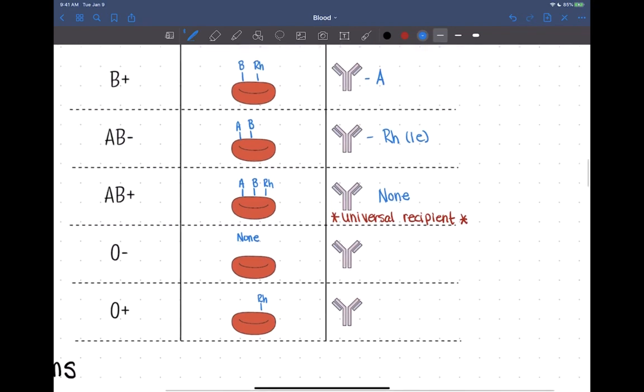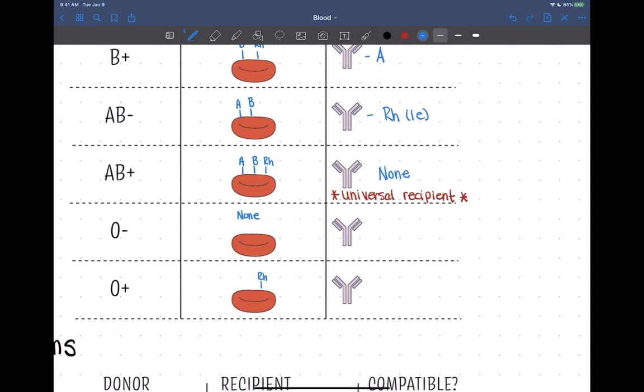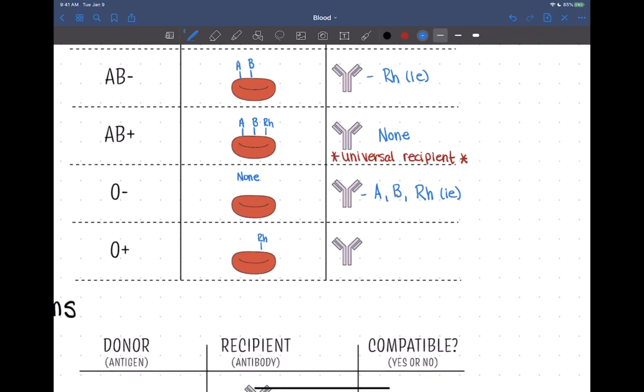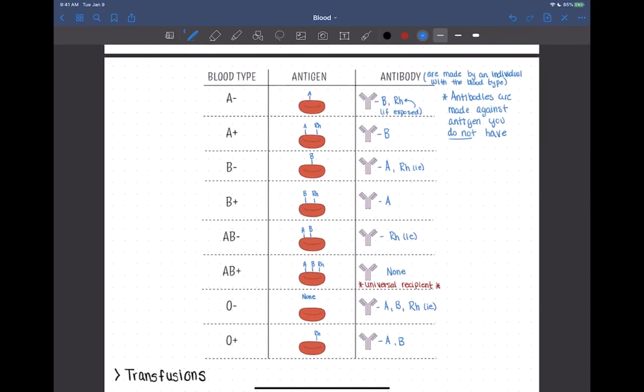Okay? All right. So O negative, we are missing all of the antigens. So they would have antibodies against A, against B, and against RH if they're exposed to it. Okay. And then lastly, we have O positive. So it's only missing the RH, no wait, it has the RH but is missing the A and the B, so it would have antibodies against A and B. All right, so that's our chart.